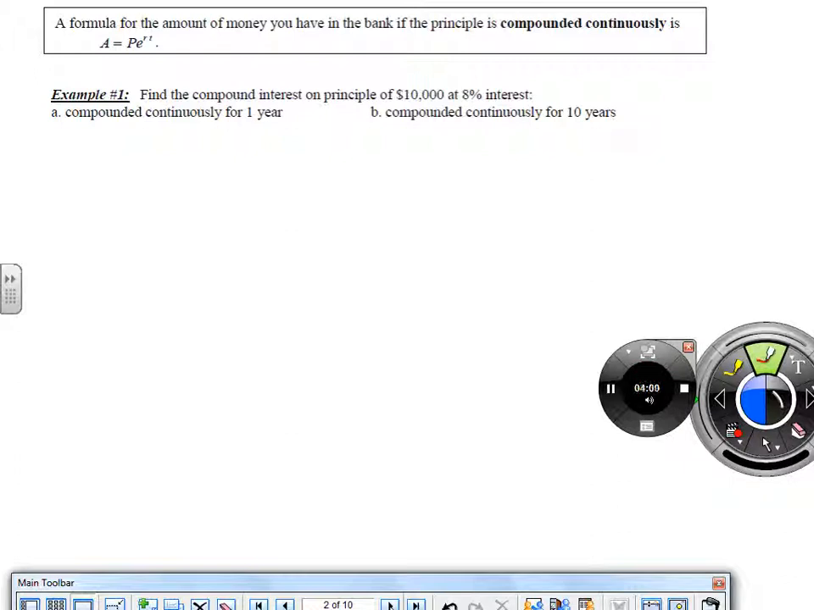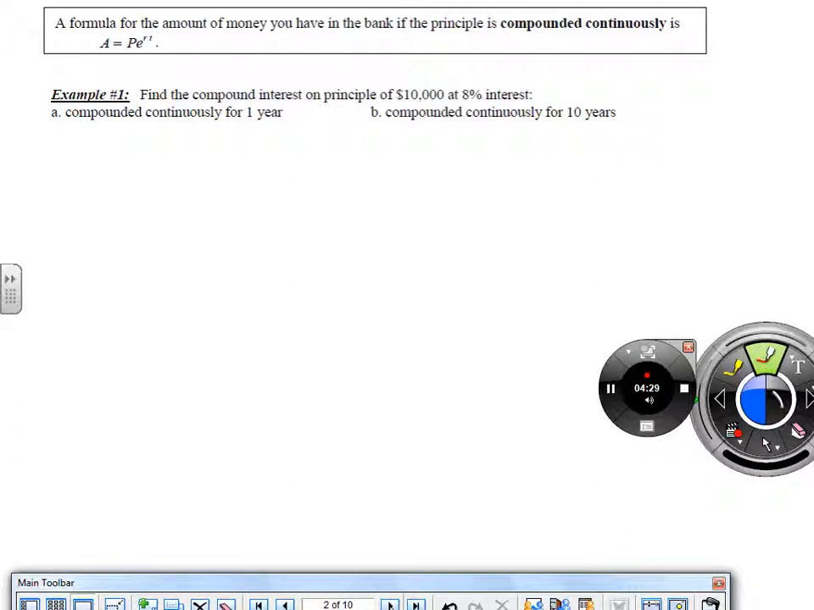Now, this method is a little bit better because instead of waiting till the end, your money's growing a little bit, even though it's less than the total percentage. It's growing a little bit each time that it's looked at. So the best case scenario would be where they say they're going to compound it continuously. So you'd think, well, it's just going to keep going up.